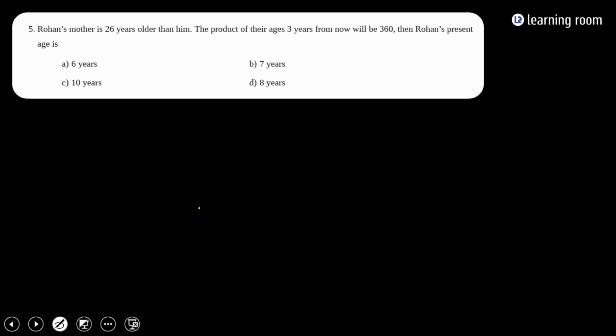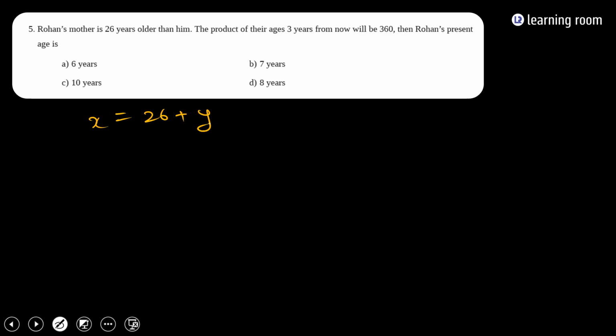So how will you start solving this? So first we have to frame the quadratic equation. I mean, how will you start looking at the first statement? Rohan's mother is 26 years older than Rohan. We have to take the present ages, x plus 26. So what will you take? Y plus 26.